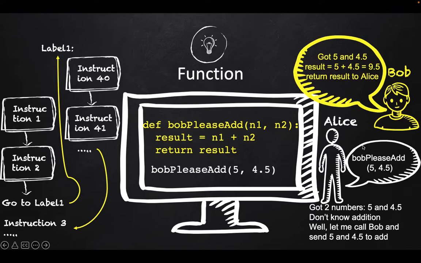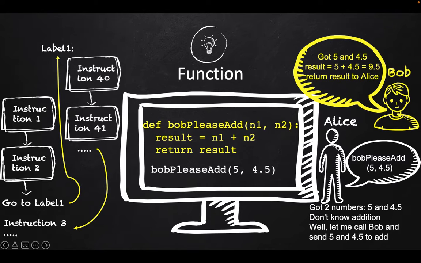So Alice called Bob and told Bob, please add 5 and 4.5. So Alice passes those two numbers to Bob and tells him what to do. Now what is happening at Bob's end? Bob got two numbers, 5 and 4.5, from Alice. He knows how to add, so he calculated the result, that is 5 plus 4.5 is 9.5, stored the result in a variable, and then returned that result to Alice.